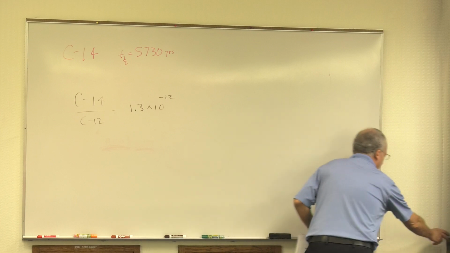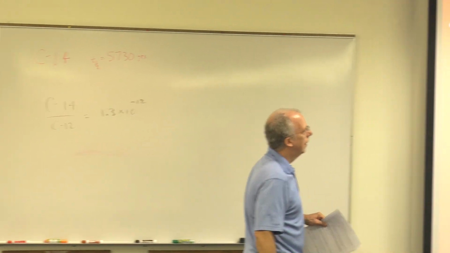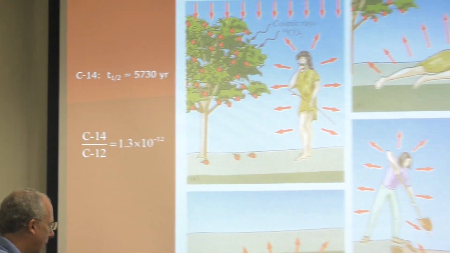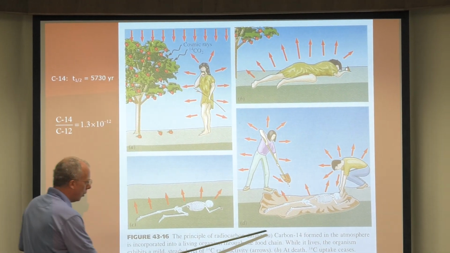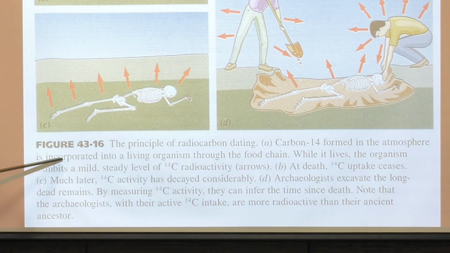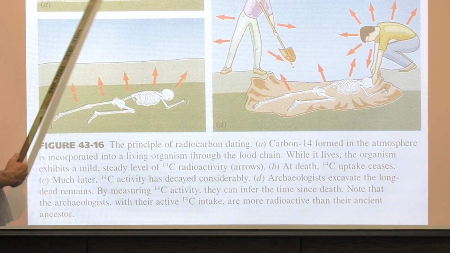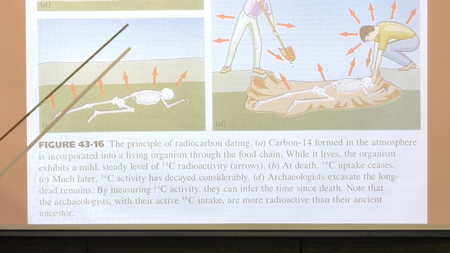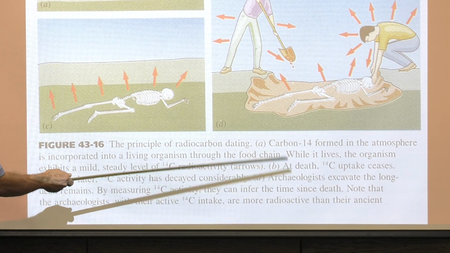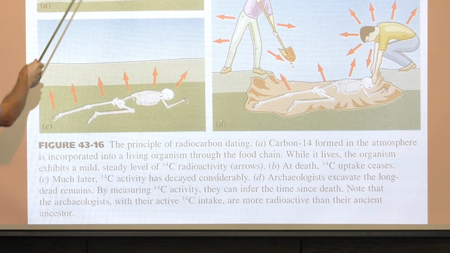Okay. And again, here's the interesting thing, right? Okay, all right, here we go. The principle of, they call it radiocarbon dating here. Carbon-14 is formed in the atmosphere, and it's incorporated into a living organism through the food chain, right? I mean, if it's in the atmosphere and it becomes part of the apples, when we eat the apples, we get the carbon-14. And we're going to call this Eve, all right? So Eve is eating the apple.